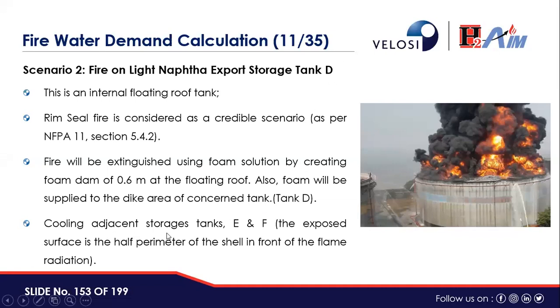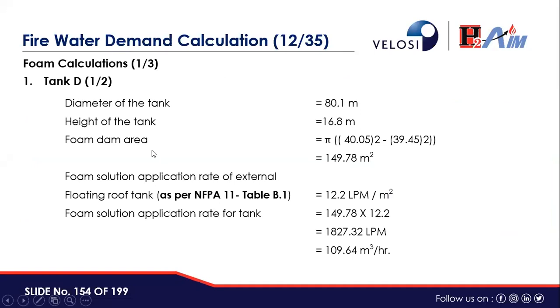Cooling adjacent tanks E and F, the exposed surface is a half perimeter of the shell in front of the flame radiation. So similarly, with the help of this diameter and height, we can calculate the area, and as per the application rate, as per NFPA 11 table B.1, this is the rate. We can multiply this with the area of the foam dam area. We can get the foam solution application rate for the tank, which is this value.